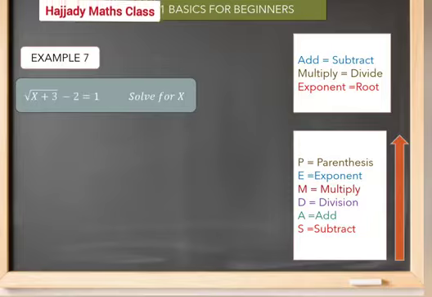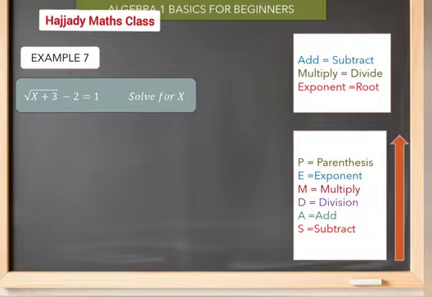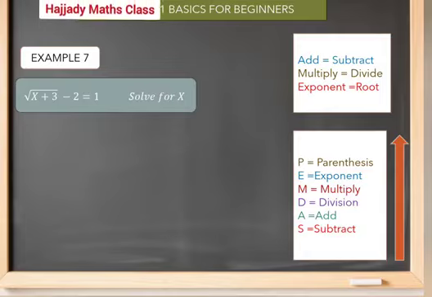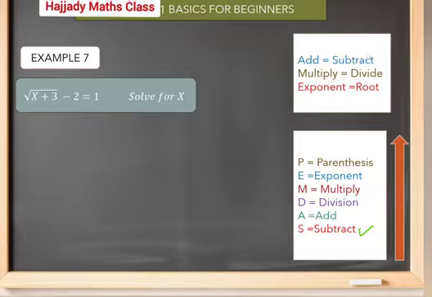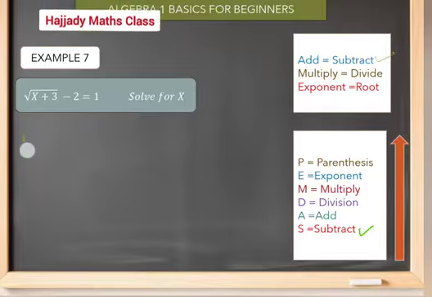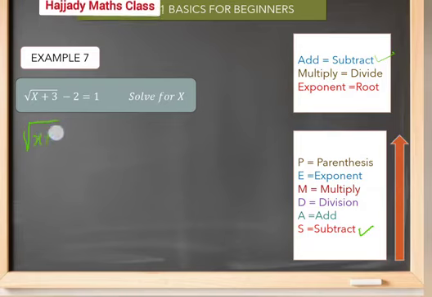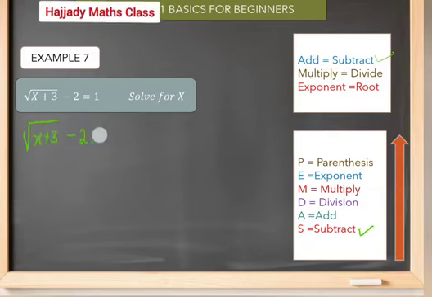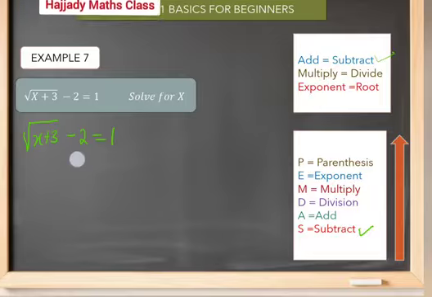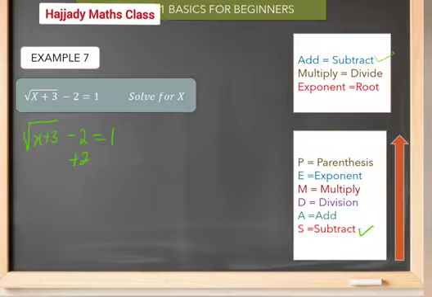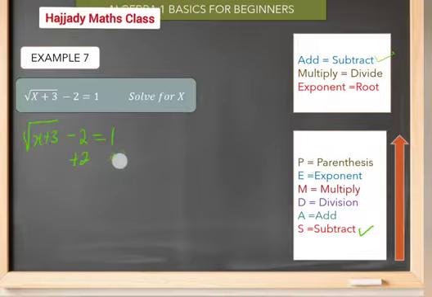Now we have example 7. In example 7, here we have the square root. How do we deal with this? Using the same rule, which is PEMDAS. Do we have subtraction? Yes, we do. If you have subtraction, what is the inverse, which is addition? So here, rewriting the question clearly, we have the square root of x plus 3, minus 2 equals to 1. Now, introducing the inverse of subtraction, which is plus 2, plus 2.